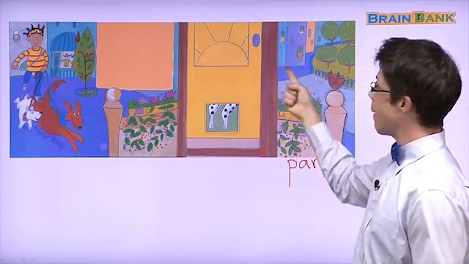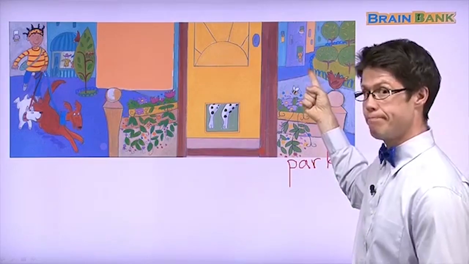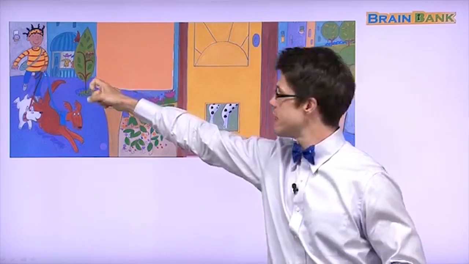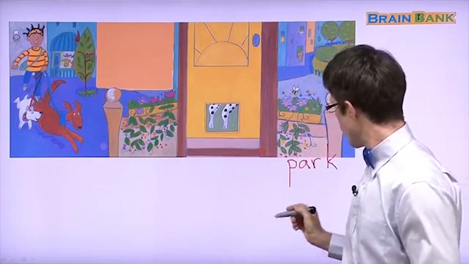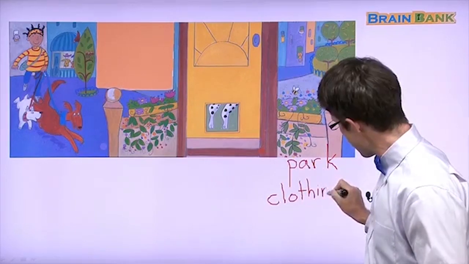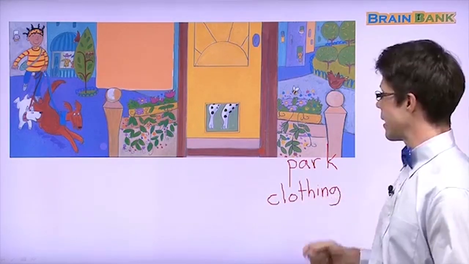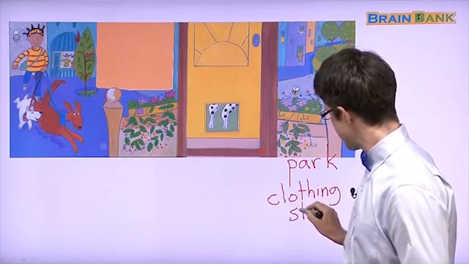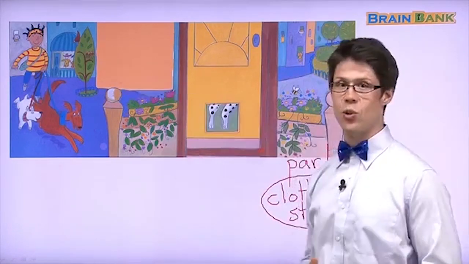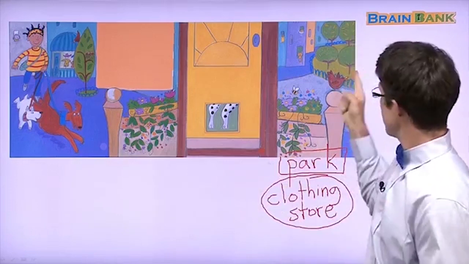We also have more 아파트 건물. Apartment buildings. And, ooh, over here. Look at this. 옷가게. See, 창문에 옷 보죠. Yes, clothing. We see some t-shirts. That's 옷. 옷, we can say clothing. C-L-O-T-H-I-N-G. Clothing. And 가게. 가게는 store. S-T-O-R-E. Clothing store. All right. Up here is a park, and over here is a clothing store.